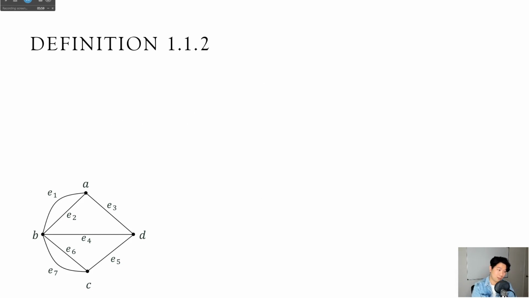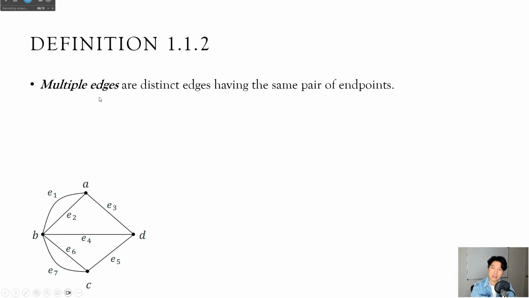So for our next definition, notice that I mentioned in that previous slide that A and B had two bridges connecting them, or two edges. Whenever we have this scenario, we call E1 and E2 a multiple edge. So multiple edges are distinct edges having the same pair of endpoints. That is, E1 and E2, both of them have incident vertices A and B.